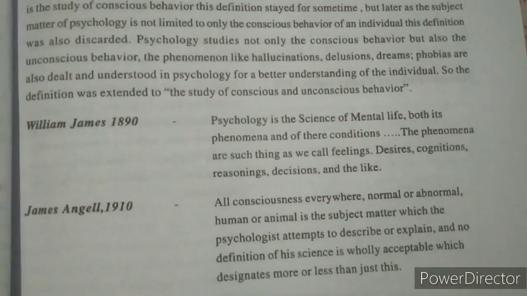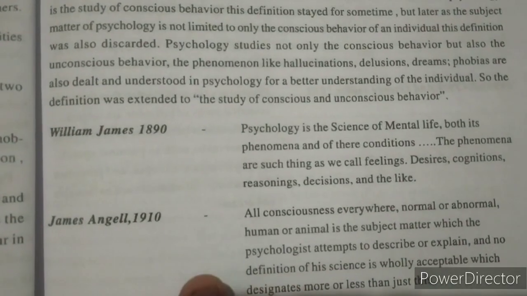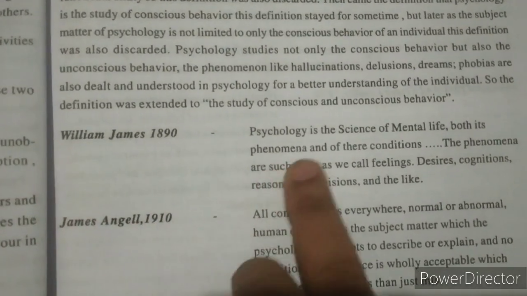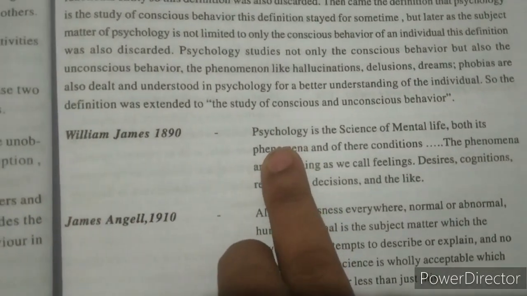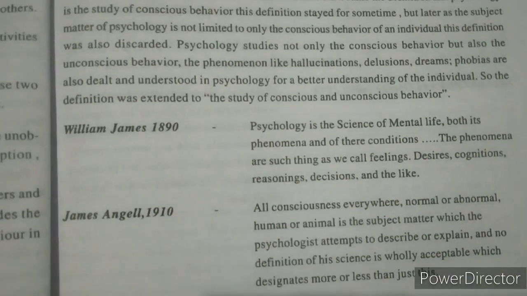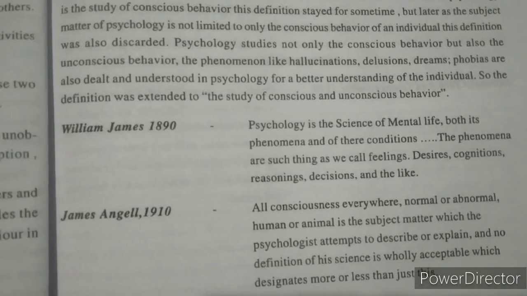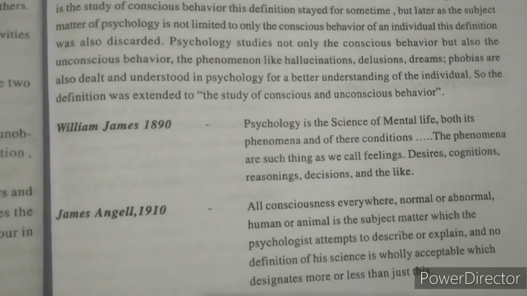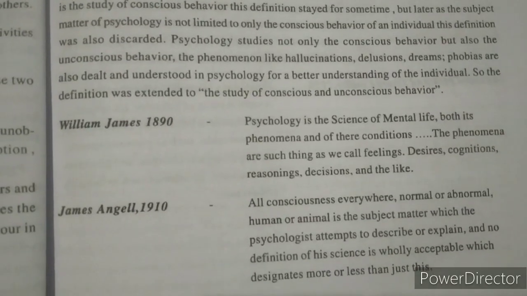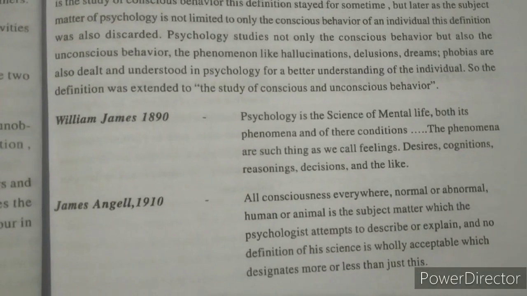So, here are the definitions which were given by some of the scientists. William James in 1890 gave the definition that psychology is the science of mental life, both its phenomena and their conditions. The phenomena are such things as we call feelings, desires, cognitions, reasonings, decisions, and the like.